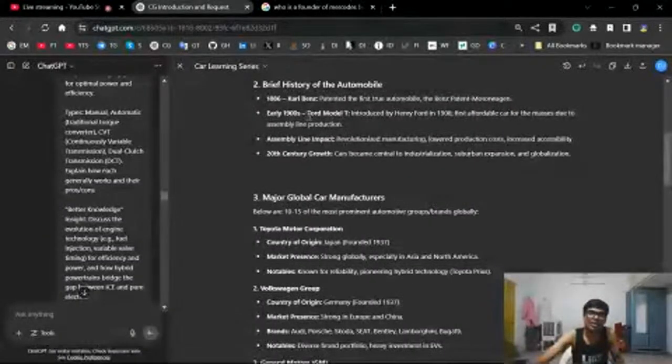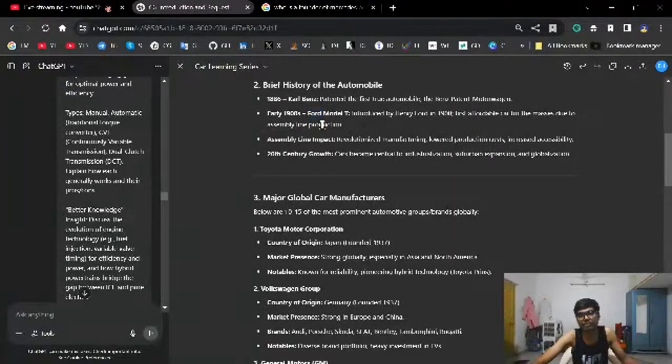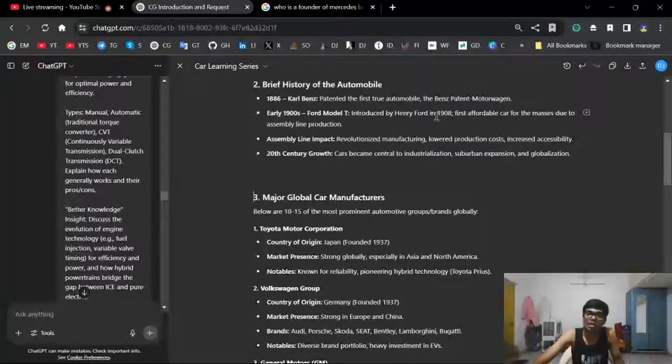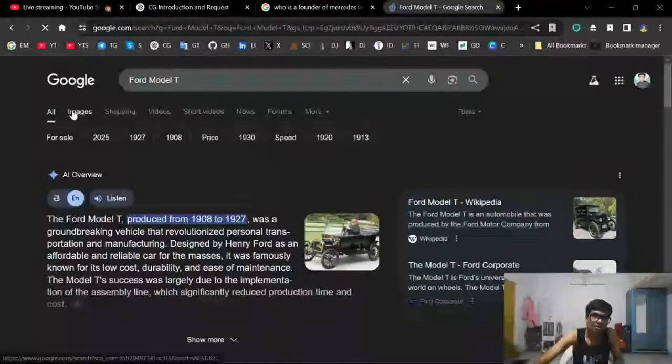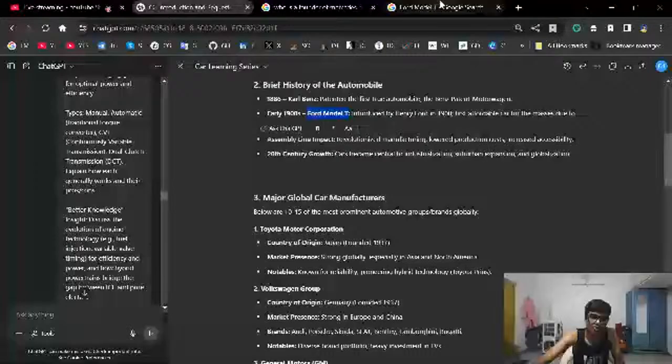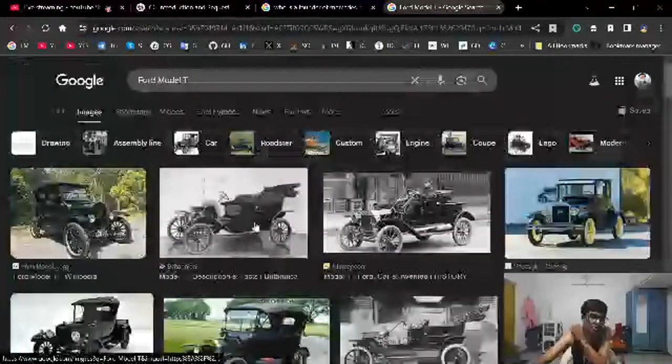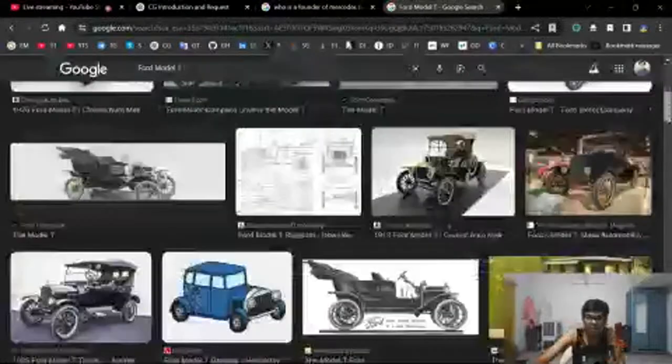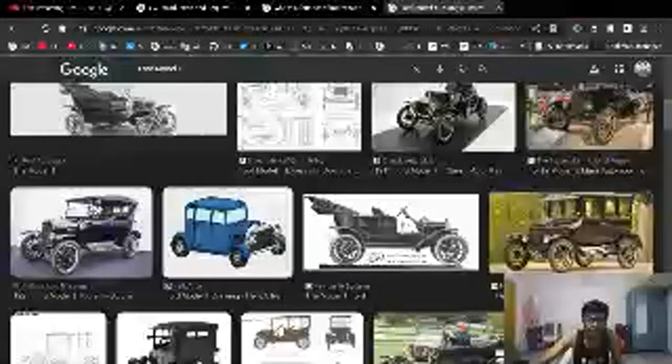Early 1900s, Ford Model T. A big company, Ford. You have heard about it. The Ford Model T was introduced by Henry Ford, one of the founders of the Ford company. Henry Ford, 1908, first affordable car for the masses due to assembly line production. The Ford Model T is the first affordable car. Here it is, the Ford Model T. It looks like a very legendary car. Okay, an astonishing story.